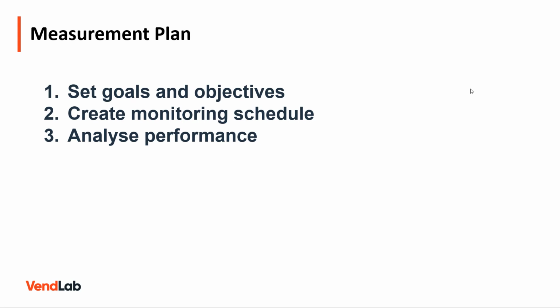Before you start email marketing, you should create a measurement plan. The first step is to set goals and objectives. Performance tracking must align with business goals and objectives. Before you start, set goals for your email campaigns by which you can measure progress.